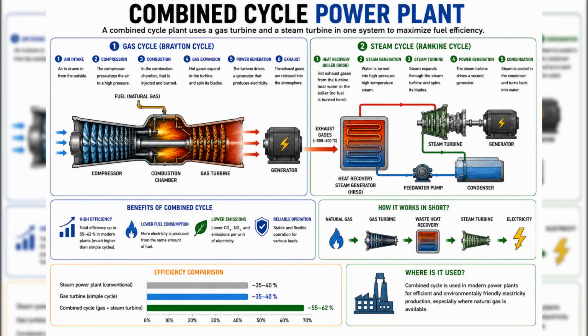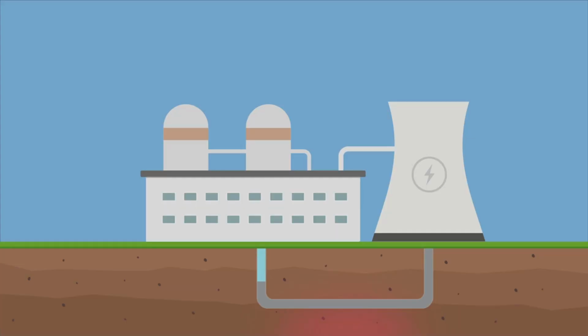This combination of gas and steam turbines allows modern combined cycle plants to achieve efficiencies exceeding 60%, which is extremely high for large-scale thermal power generation. Instead of losing massive amounts of heat energy, the plant captures and reuses it, maximizing the amount of electricity generated from every unit of natural gas consumed.